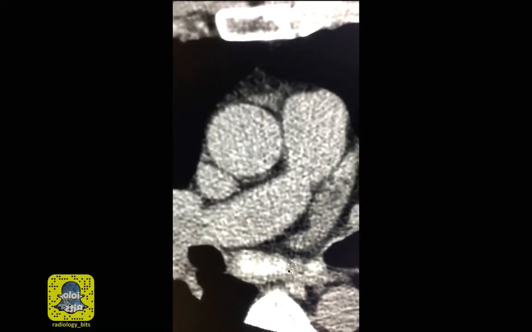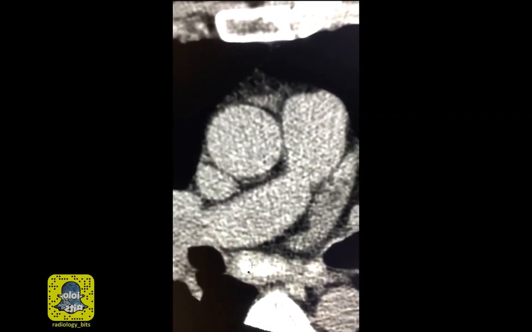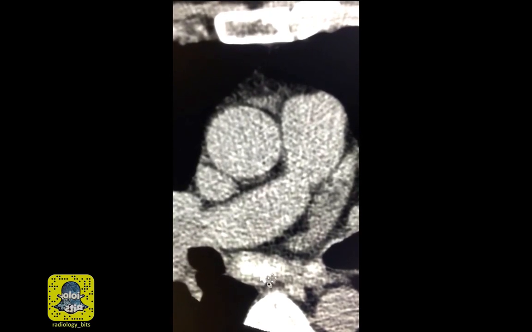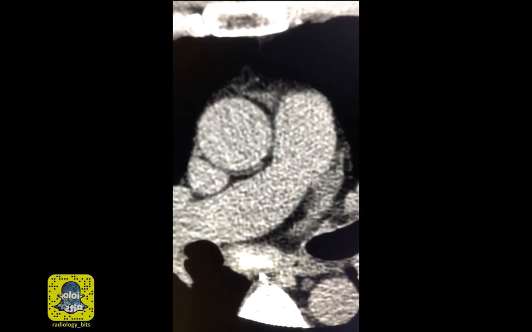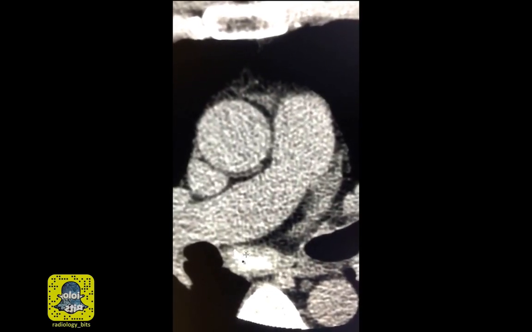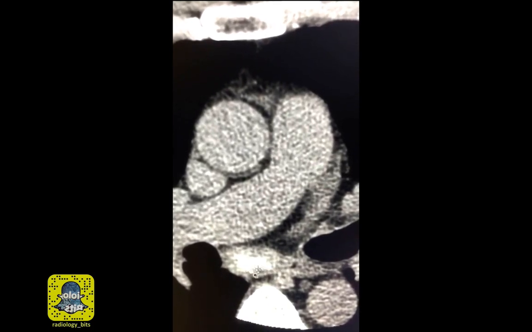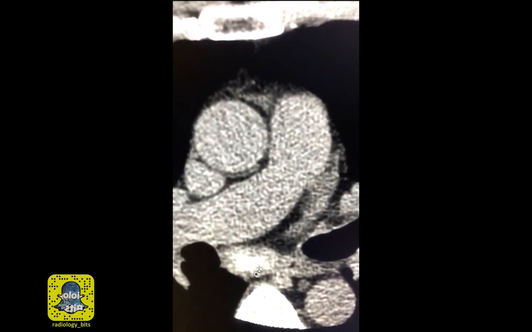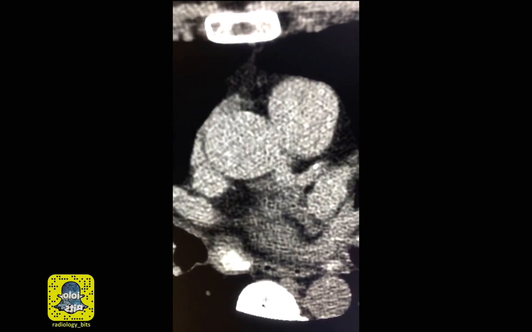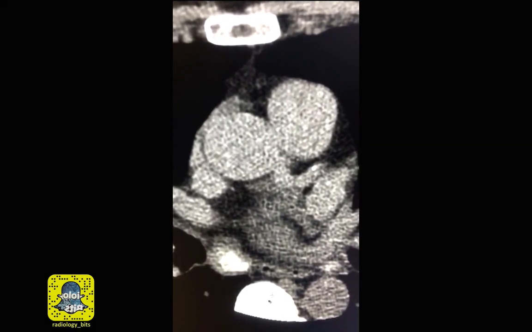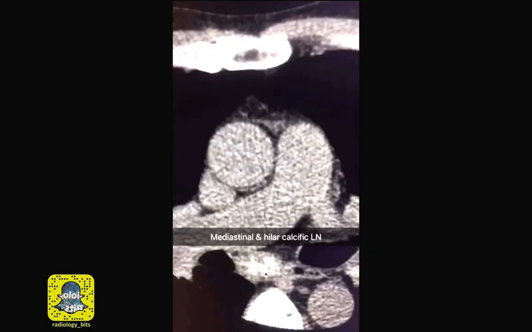The more interesting part of this case is that these lymph nodes have internal calcifications. As you see in the subcarinal lymph node here, there is central calcification, which is heterogeneous and smudgy in appearance. Note how calcium is similar in density to the bone here. This is part of the spine.